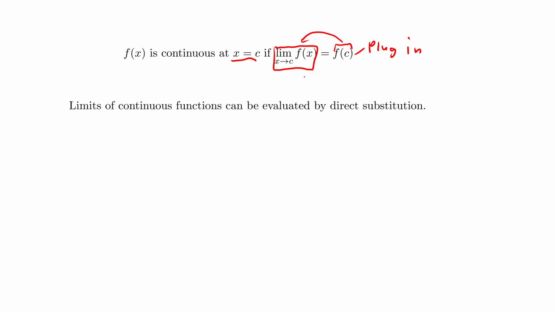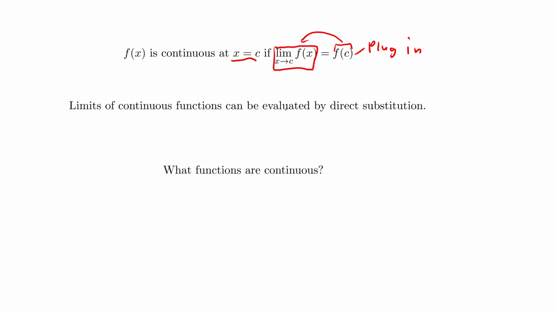So that is to say that the limits of continuous functions can be evaluated just by direct substitution. That is, it's the same way that you evaluate functions. Even though limits and evaluation of functions are not the same thing in general, with a continuous function, they are the same thing. So that becomes very, very useful.